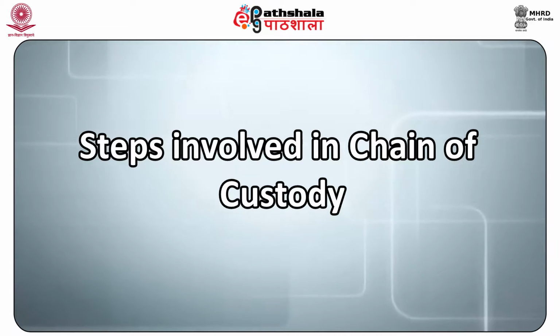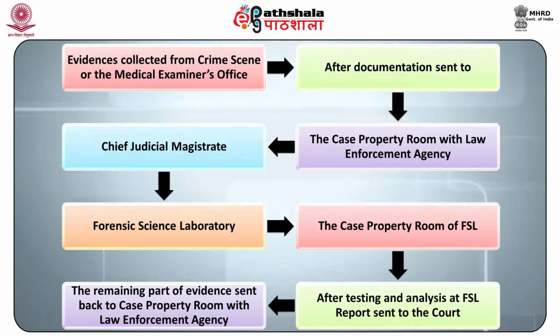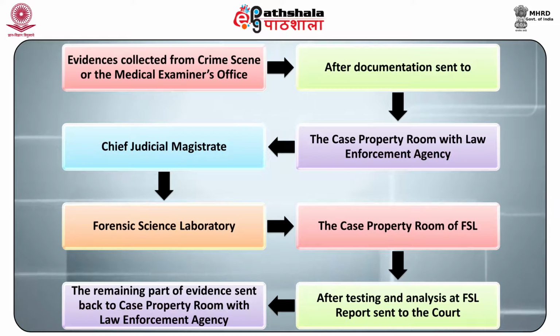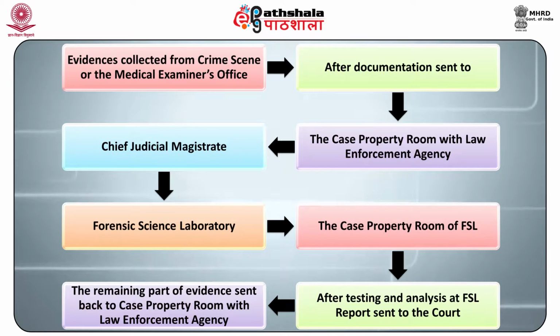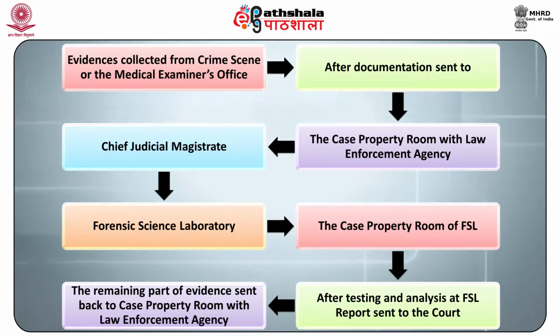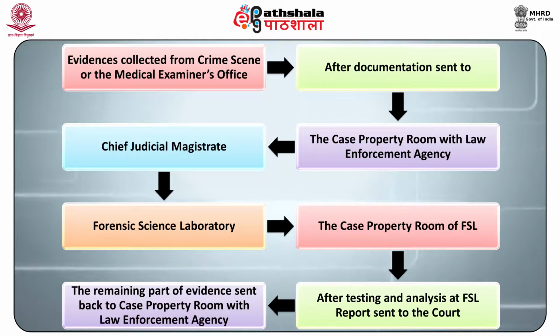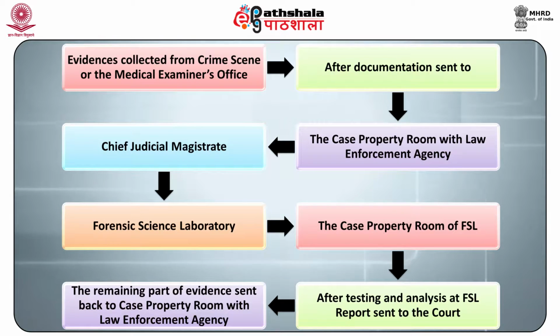Now, the steps involved in chain of custody. First step, the evidence should be collected from the crime scene or the medical examiner's office. Second, after documentation, it is sent to the case property room with the law enforcement agency, next to the chief judicial magistrate, then next to the forensic science laboratory, next to the case property room of FSL, and next after testing and analysis at FSL the report is sent to the court.